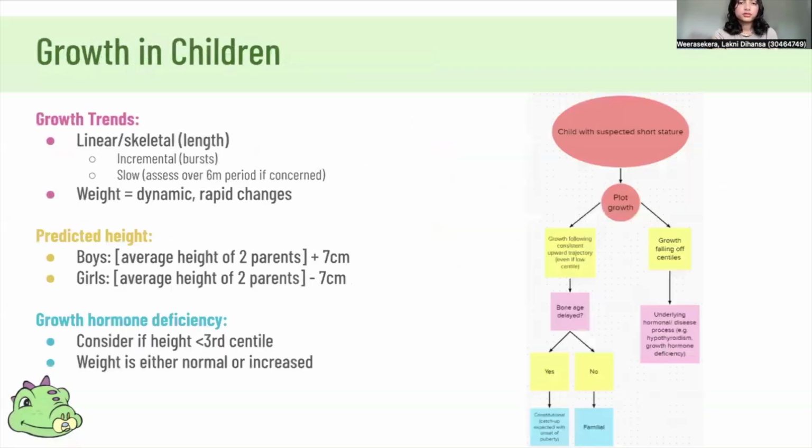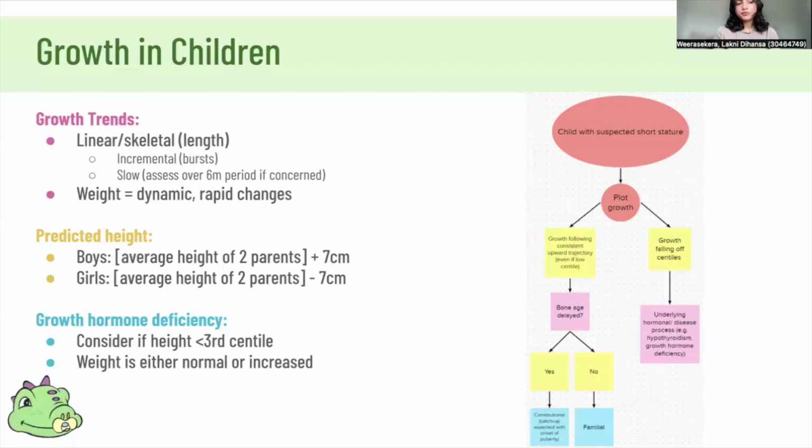Okay, so there are different patterns of growth in children, and there is also a slide on neonatal growth that I put earlier as well. But in terms of growth trends, you have your linear and skeletal growth, which is the length, and this tends to be incremental or slow. So there are different ways to assess that, and also the weight, which tends to be dynamic and changes up and down, and if it changes, can change quite rapidly in children.